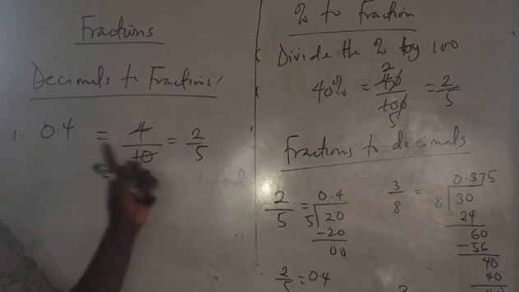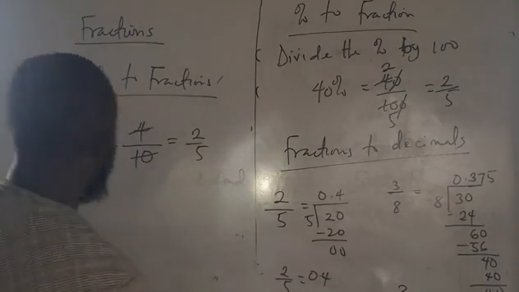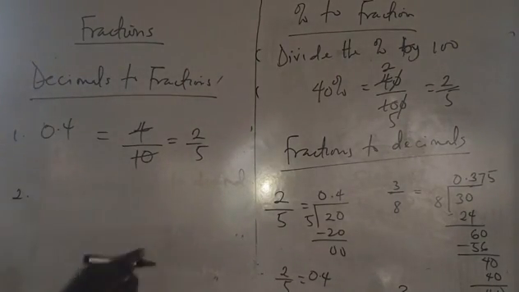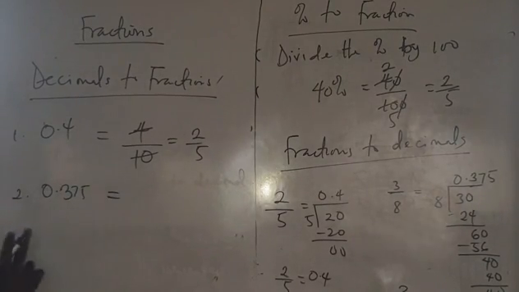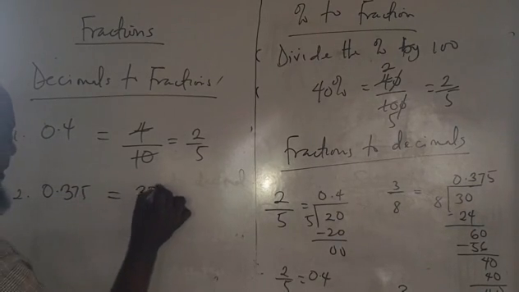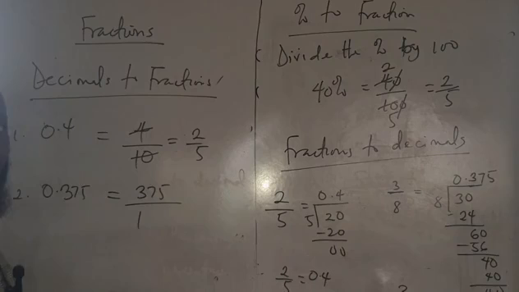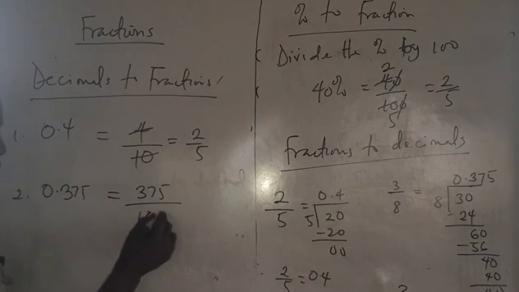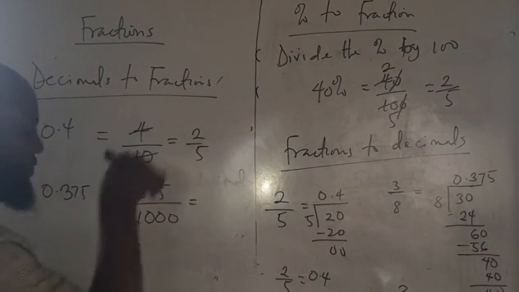Because if we come back to the question, this is 2 over 5. Then I'll look at the last one, 0.375. So this one, the same thing. The whole number we have there is 375. So we have 375 divided by 1. How many digits do you have after the decimal point? 3. We have 3 zeros. 1, 2, 3. So from here, we can now simplify further.